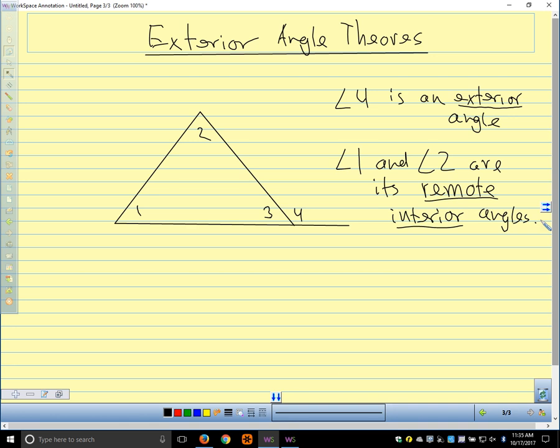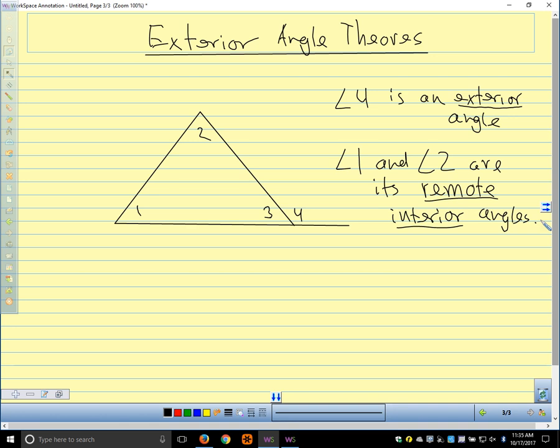Remote just means they're far away from it, and interior means they're inside the triangle. So those are the remote interior angles. Now I want to talk us through what we're going to say for this theorem because we know enough to figure it out now.